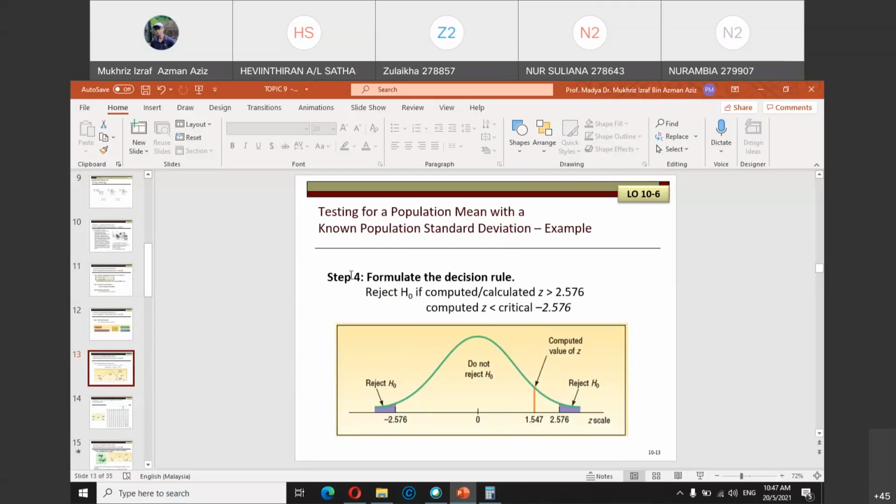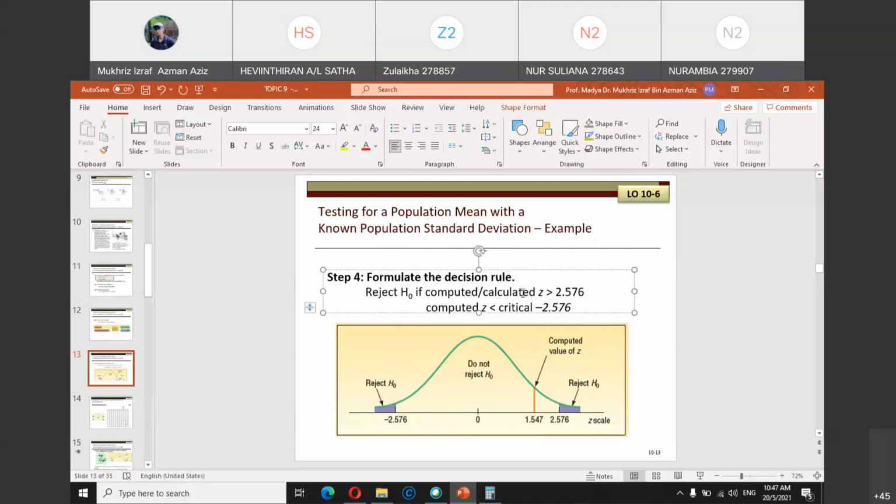So step number 4, reject H null if the calculated Z. At this stage we have not calculated anything yet. That's why we just put here computed or calculated Z. But we know already what is the critical value. So you can reject if the calculated Z is more than 2.576, or if the calculated Z is less than negative 2.576, because whenever you do a two-tail test, your answer can be negative or positive. So that's why you need to construct two sentences here.